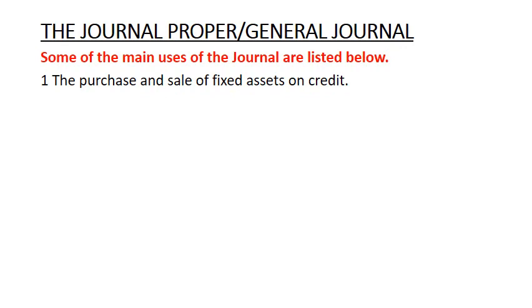The purchase and sale of fixed assets on credit. Now this journal proper, or the general journal, if you have a transaction where you purchase or sell a fixed asset on credit, a fixed asset is not an asset that is meant to be sold or bought on a regular basis, because a fixed asset is used in the operation of the business. So if you buy a premise, for example, that is a purchase of a fixed asset.